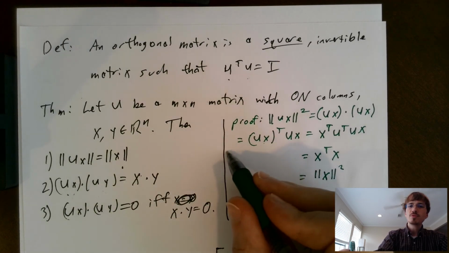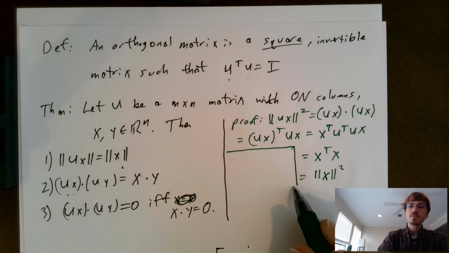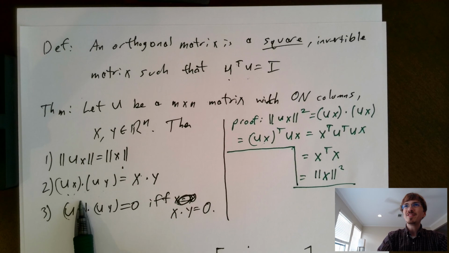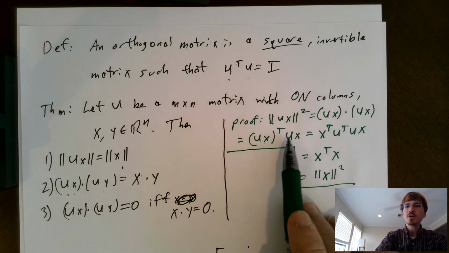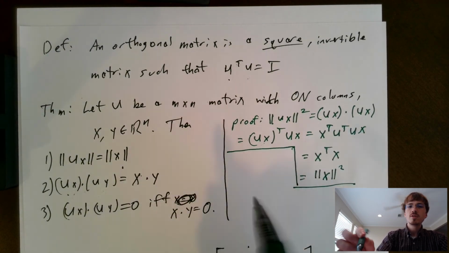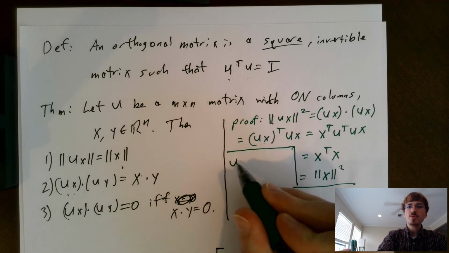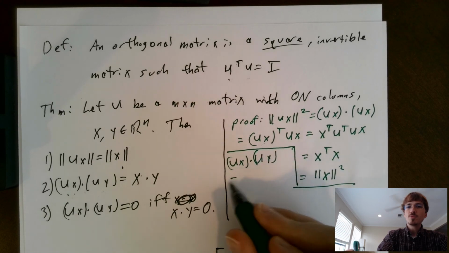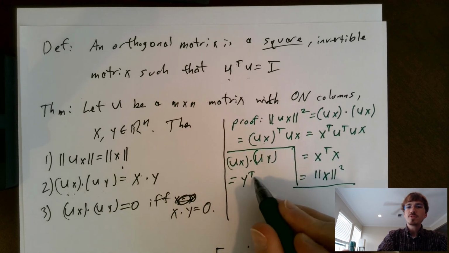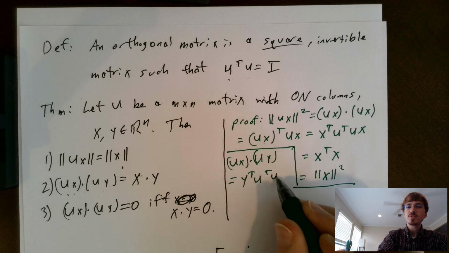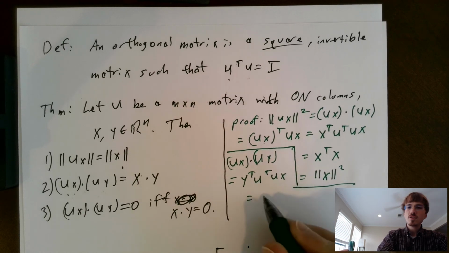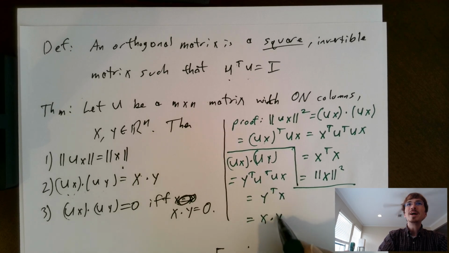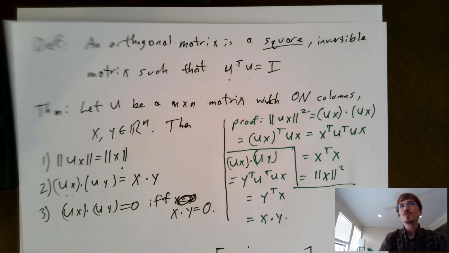How do we prove part 2? For part 2, how do we rewrite this? The same trick here. Once you see a dot product, you do transpose stuff. So for part 2, we look at Ux dot Uy. And we write this as y transpose times U transpose times U times x, which is y transpose times x, which is x dot y. And there's a similar trick for part 3 of this theorem.